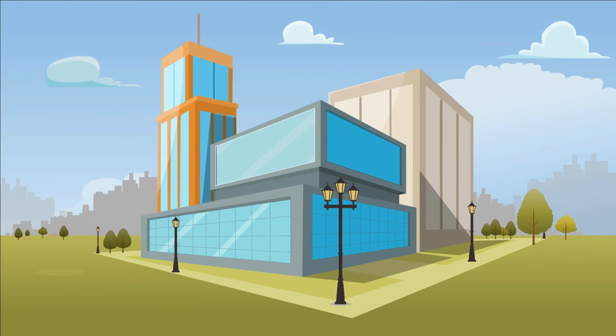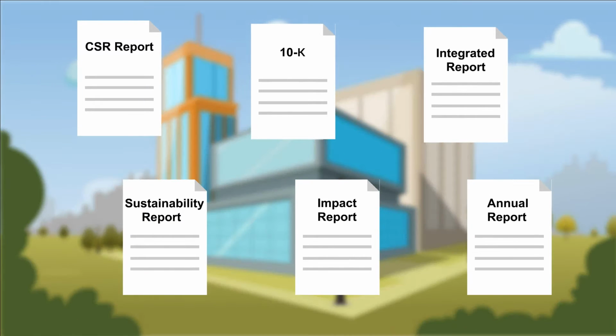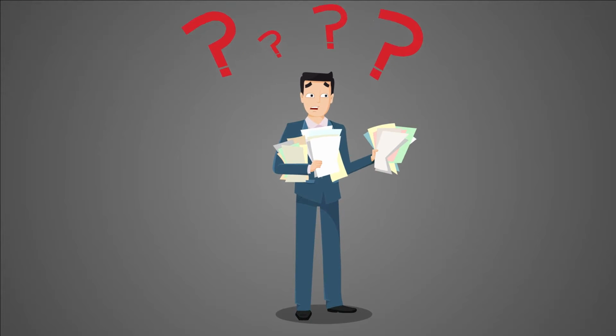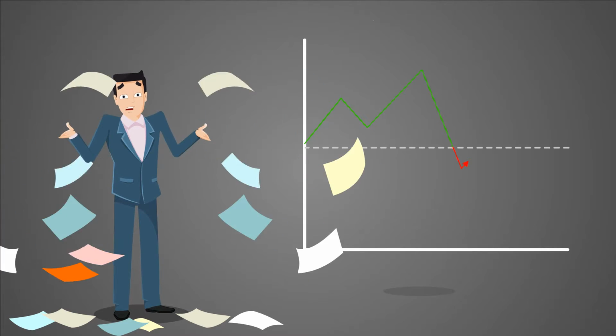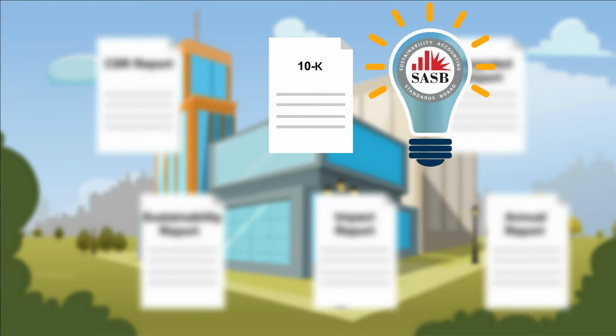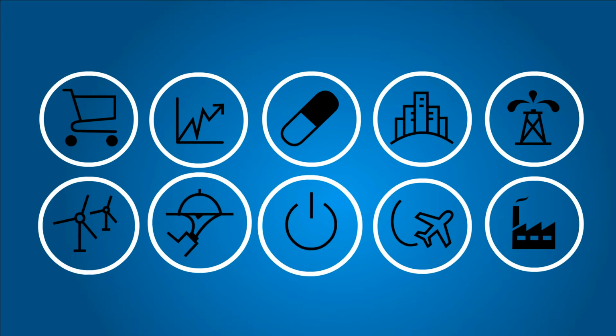Companies report a lot of sustainability information through various channels. It's hard to know which sustainability issues really matter to the bottom line, what will create or destroy value. SASB illuminates the sustainability issues that matter most to each industry.